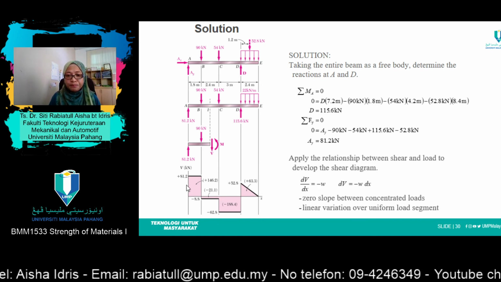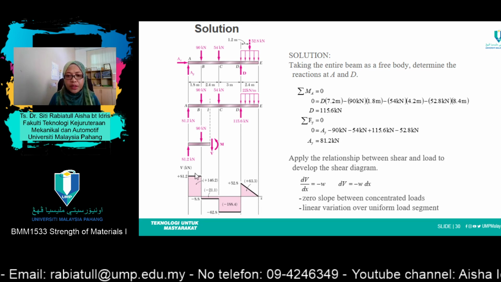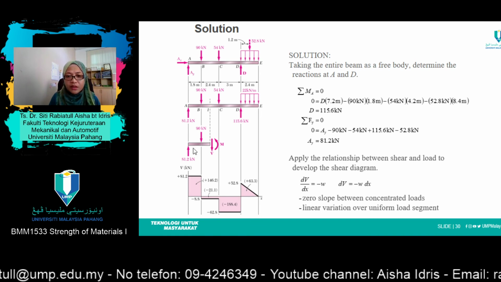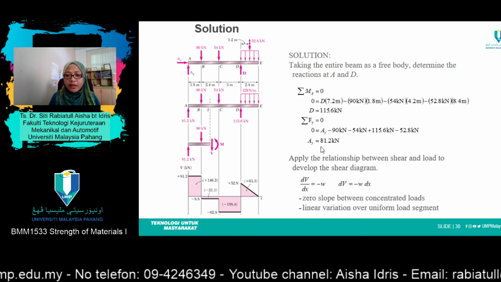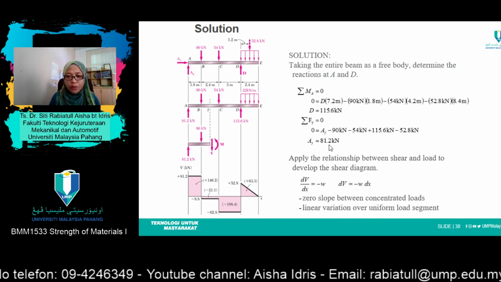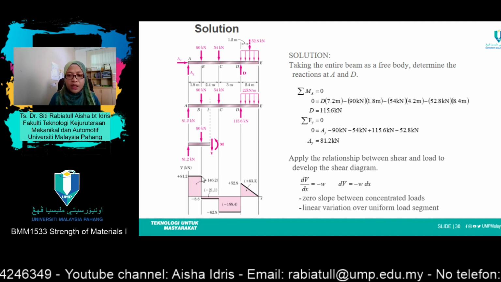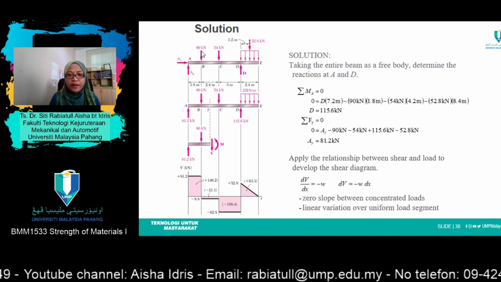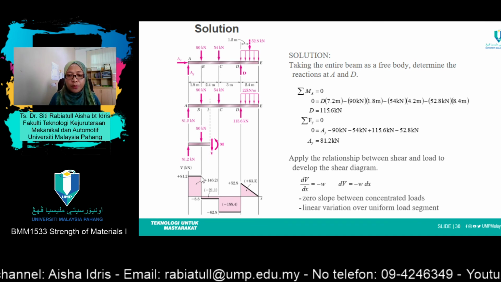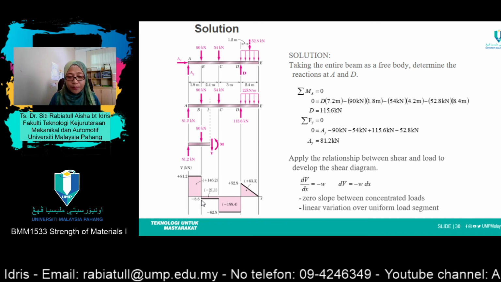After that, straight away use the integration method. Okay, at point A, you'll get 81.2 kilonewton from this point, from point A until point B. At point B, you find there's 90 kilonewton downwards. So 81.2 minus 90, you'll get negative 8.8.